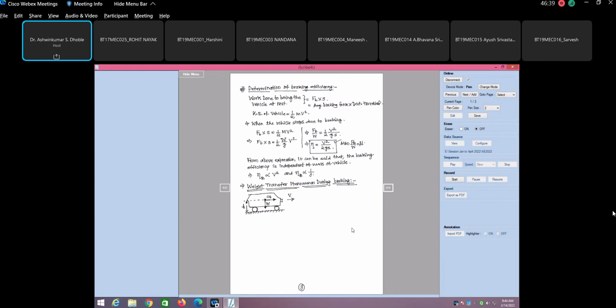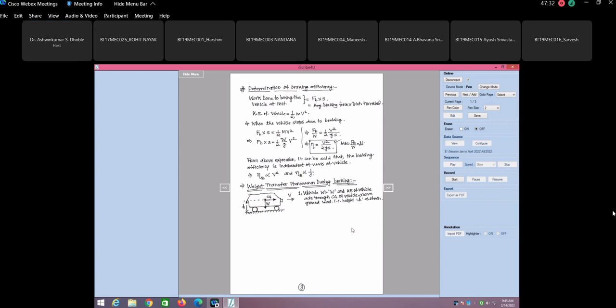So the first point: vehicle weight W and kinetic energy of vehicle act through the CG of vehicle, above ground level, that is height h, as shown. Okay, as I have shown you in the figure.